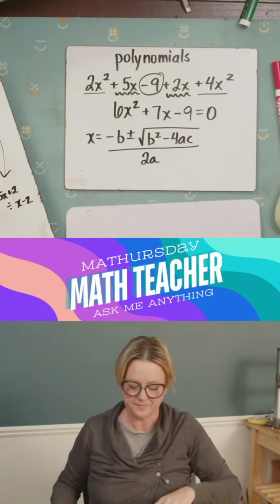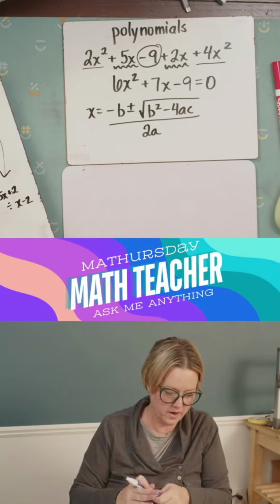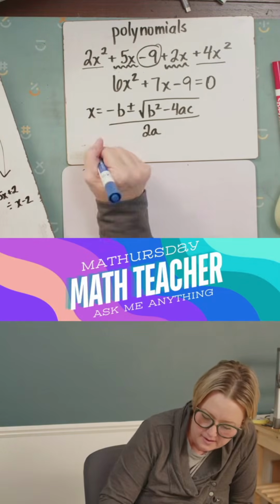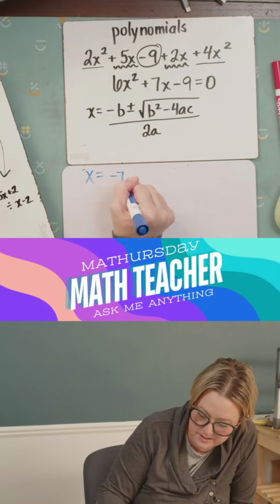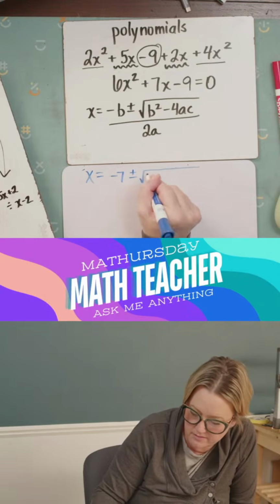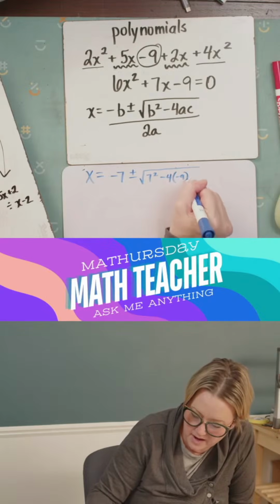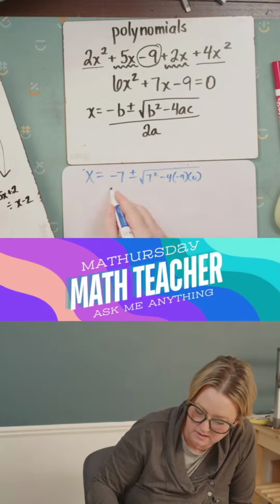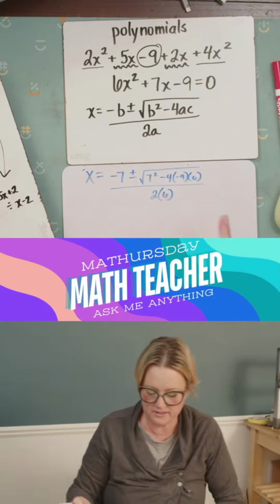All right. So we are looking at, I'm going to move this all down here. x equals negative 7 plus or minus square root of 7 squared minus 4 times negative 9 times 6 all over 2 times 6. Okay.